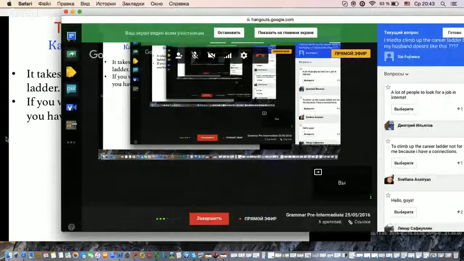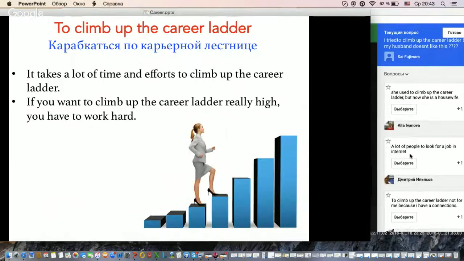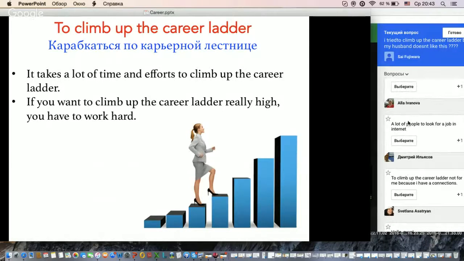But it's better for you to say I've tried, so I have tried, because there is definite connection with the present. A lot of people look for a job on the internet. Дмитрий, хороший пример. Смотрите, только так, a lot of people, много людей. Затем вы инфинитив меняете на нужную форму. Look for a job. Констатируйте факт, всегда правда, present simple, и on the internet.